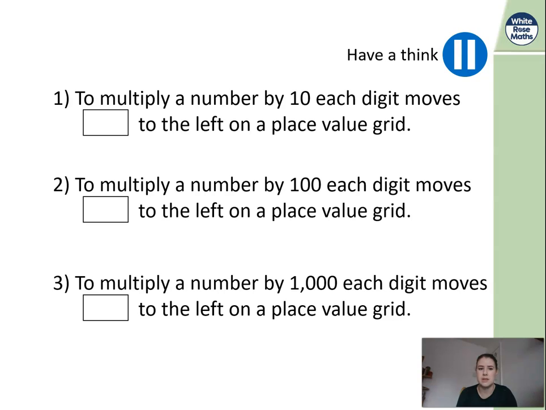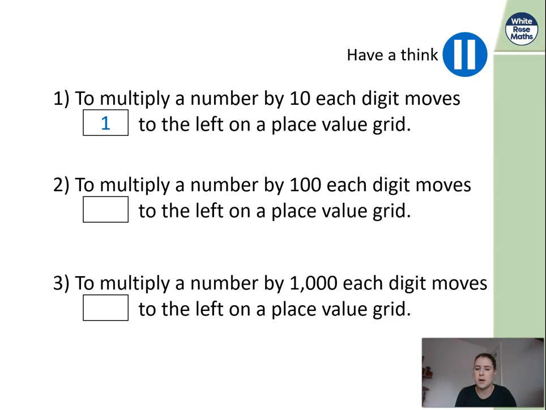Okay, let's go through these together then. To multiply a number by 10, each digit moves one place to the left. So when we had our 78 and we multiplied by 10, it became 780, which means our 7 moved 1 to the left to our hundreds, our 8 then moved 1 to our 10s, and then we added a 0 as our placeholder for our 1s.